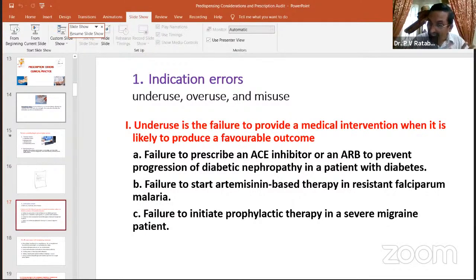This could be, if you observe carefully, if a patient comes to you for migraine therapy again and again, then this could be one underuse indication error, failure to initiate prophylactic therapy to prevent frequent migraine attacks. So here you can help him.